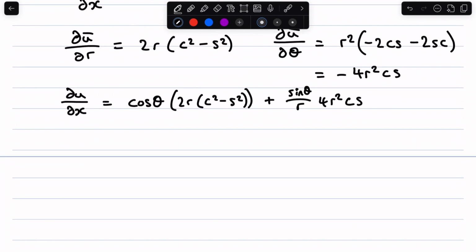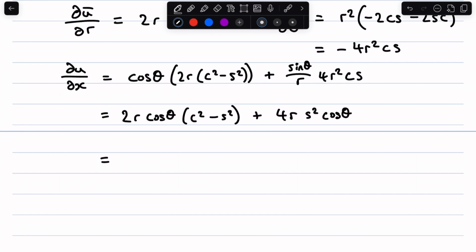And if we multiply these out, we'll be left with 2r times cos theta times our cos squared theta minus sine squared theta, added to 4r times sine squared theta times cos theta. And here I've written out the cos theta separately for this next bit. It will make it more apparent what I'm trying to do.